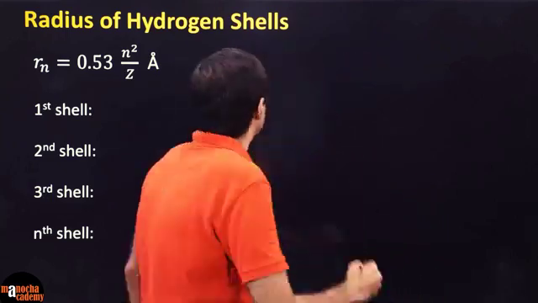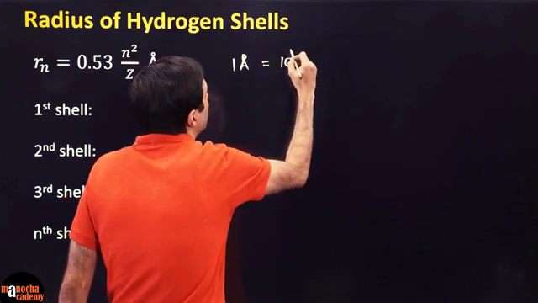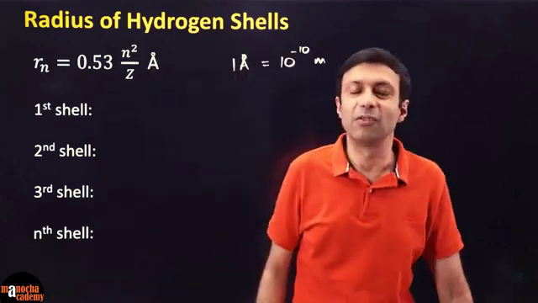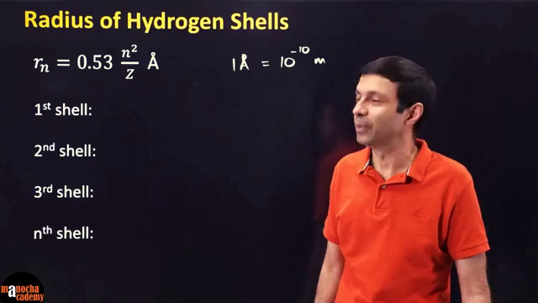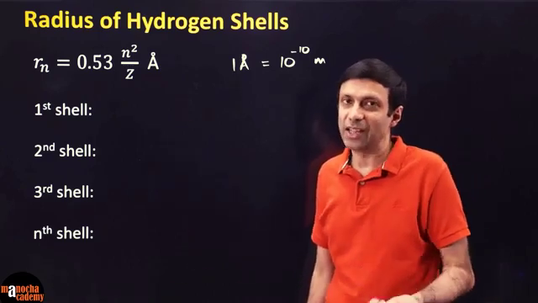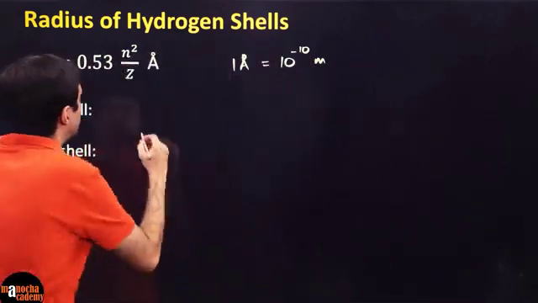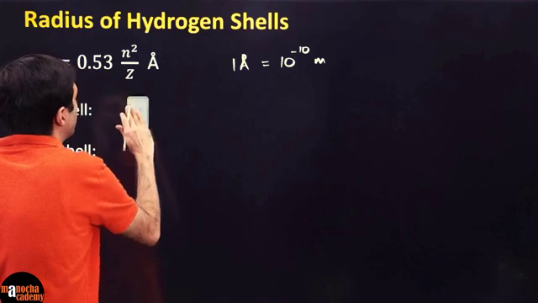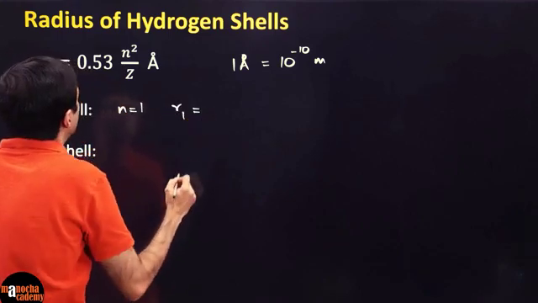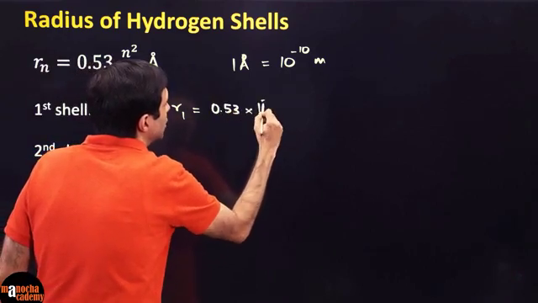You guys remember that 1 angstrom is 10 to the power minus 10 meters. That is the value of 1 angstrom. So let's see what will be the radius of the hydrogen's shells. If you consider the first shell, what will be that radius? You just have to substitute n equal to 1 over here. First shell means n equal to 1. So we can say R1 equal to 0.53 times 1 square.